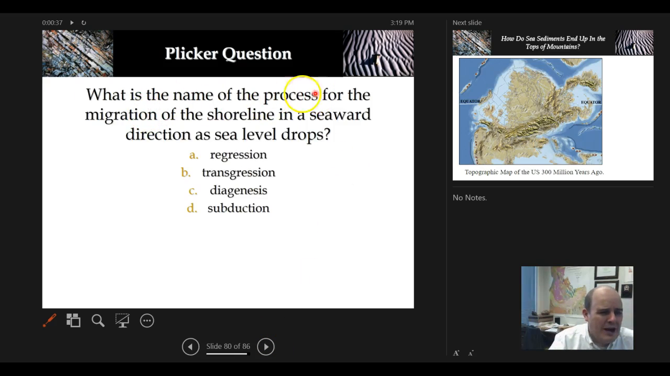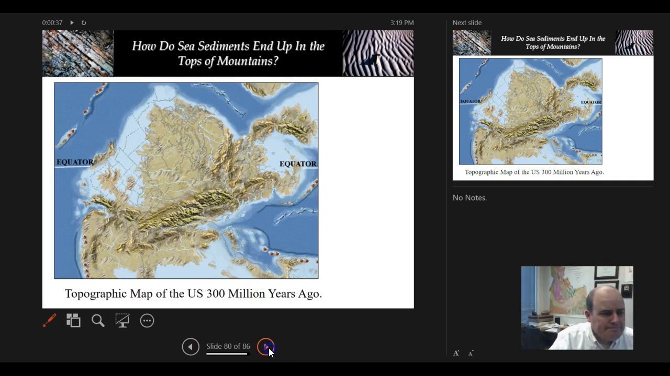What is the name of the process for the migration of shoreline in a seaward direction as sea level drops? So as sea level drops, you're going to have this sequence of red beds, coal, sandstone, and then shell, right? And so as it goes down, this would be what we call a regression.